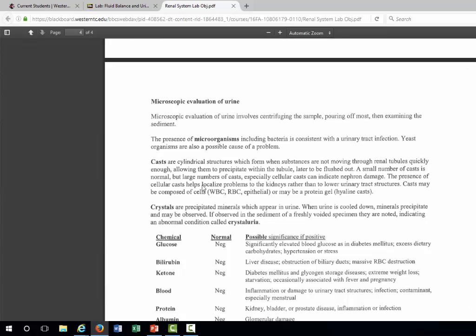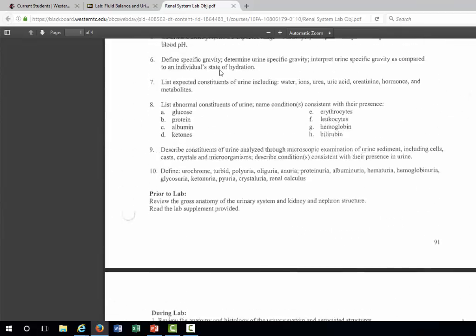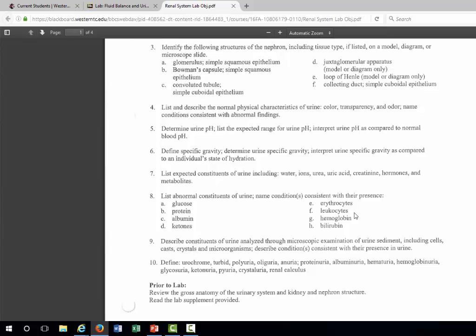Okay, so going back to the different conditions. If we have hemoglobin, that's the same thing we would see with red blood cells in the urine. What would we call that? Hematuria. If we see hemoglobin or erythrocytes, because hemoglobin is what gives erythrocytes their red color, that's hematuria. And then bilirubin would just be bilirubinuria.